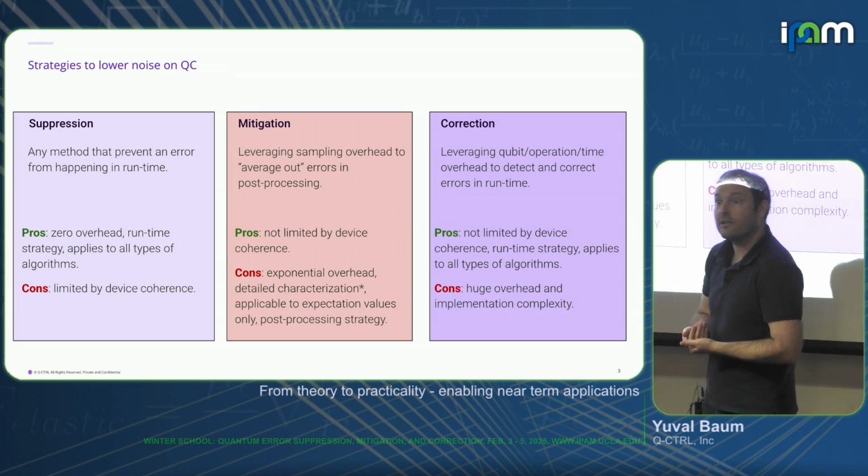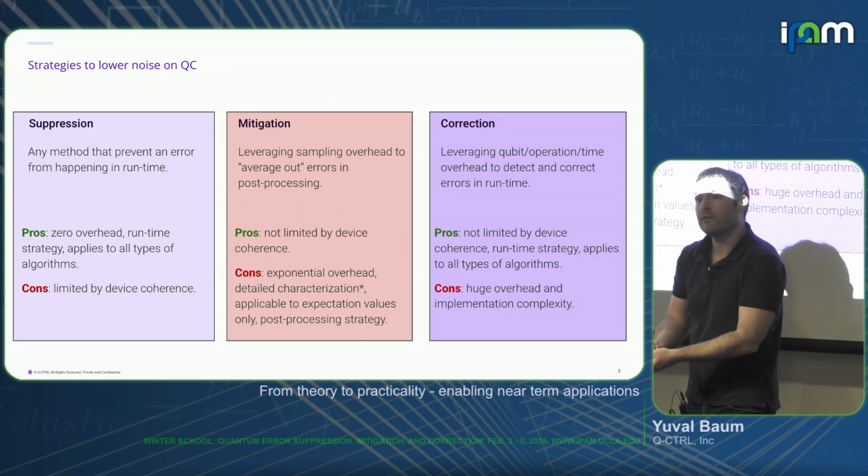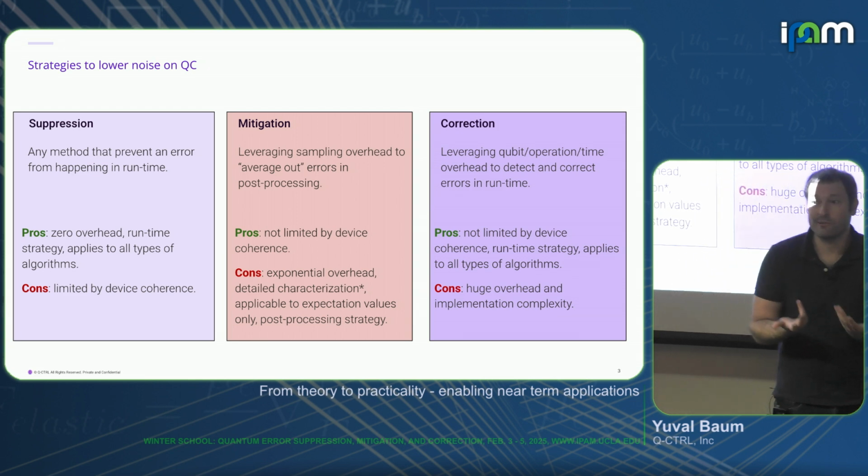Of course, also another thing, because it's a post-processing method, most of the time it's just applicable to expectation values. So if you want to have a sampling algorithm or you want to have a subroutine, it won't work.